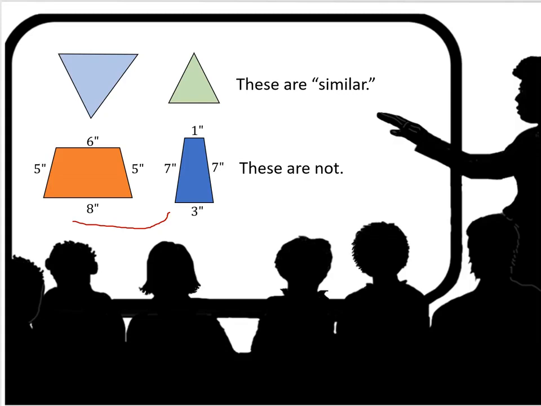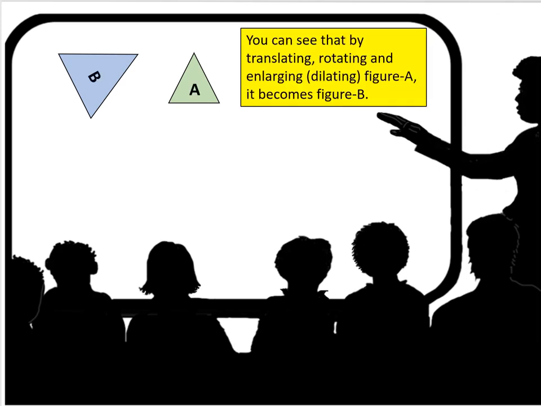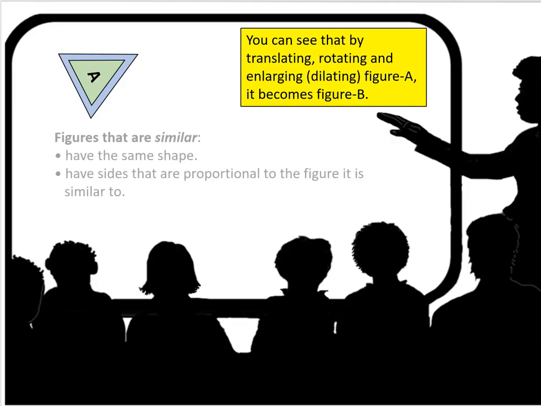The ratio between the sides of the object are not the same. You can see that by translating, rotating, and enlarging or dilating figure A, it becomes figure B. Figures that are similar have the same shape and have sides that are proportional to the figure it is similar to.